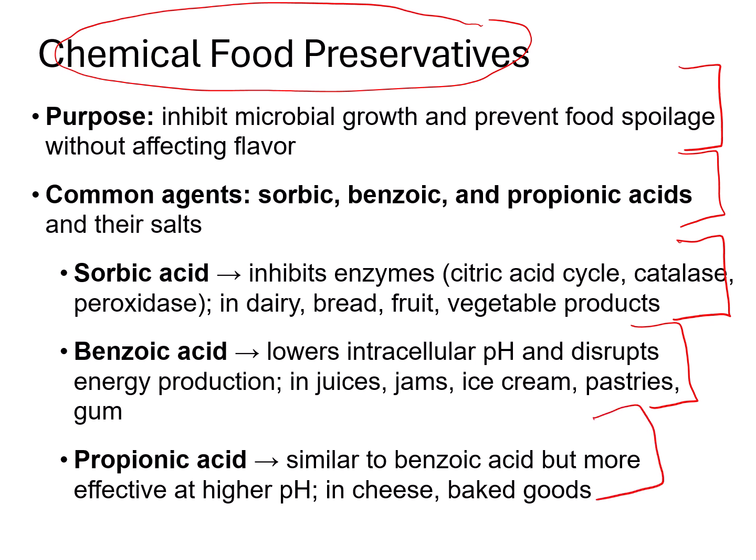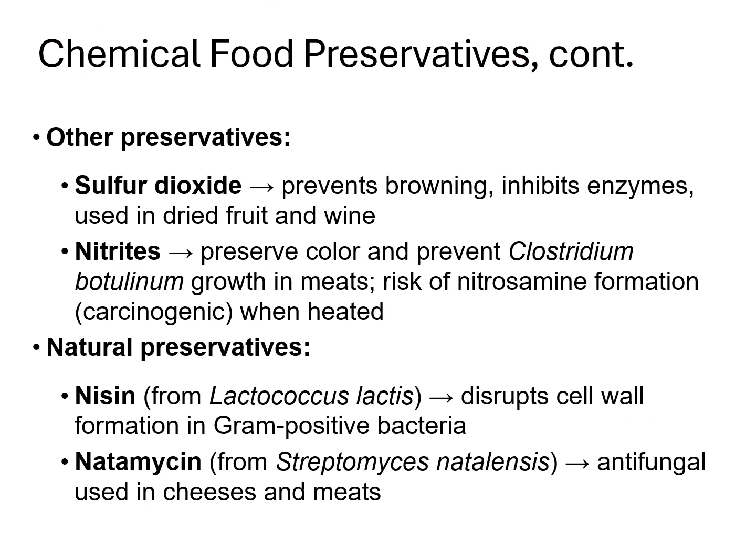Propionic acid is effective at slightly higher pH, and it can prevent mold in cheese, and it's also good as a preservative in baked goods. We have other preservatives as well. These include sulfur dioxide, which prevents browning and spoilage in dried fruit and wine. We have nitrates, which maintain meat color. They can also inhibit Clostridium botulinum, although when you heat nitrites, sometimes you can form a derivative called nitrosamine, and that is actually carcinogenic when heated.